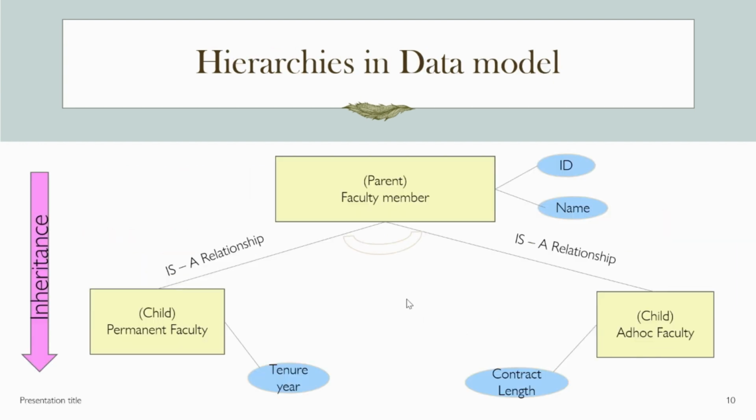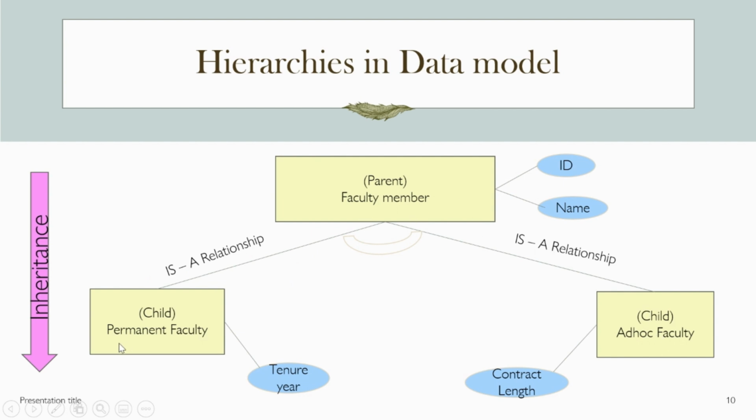Then hierarchies in the data model. In the data model we can also define in more detail. For example, we can have a parent-child relationship. Here I have taken an example of a faculty member. So a faculty member is a parent, but it can be of two types, a permanent faculty and an ad hoc faculty. Both of these are related to the faculty member with an is-a relationship, means a faculty member is a permanent faculty or a faculty member is an ad hoc faculty.